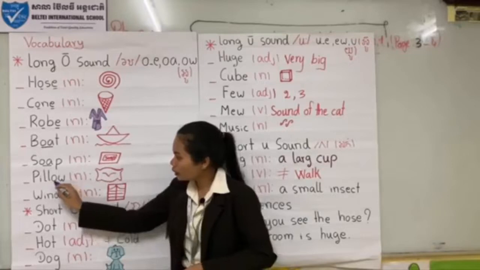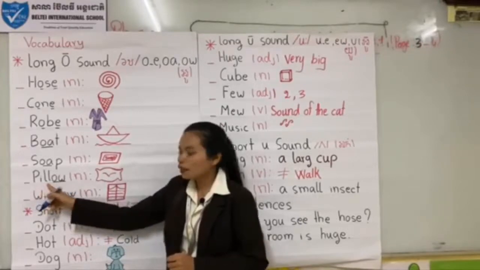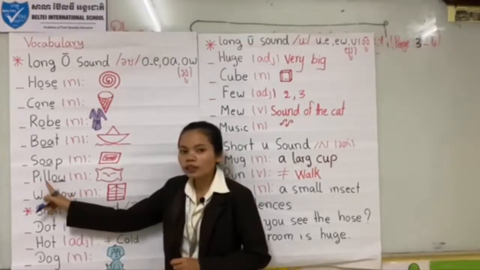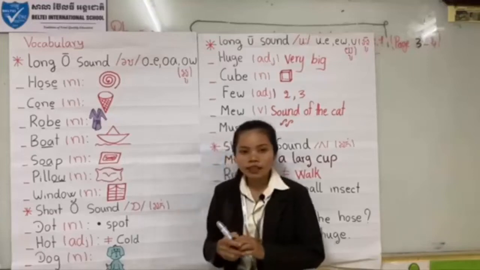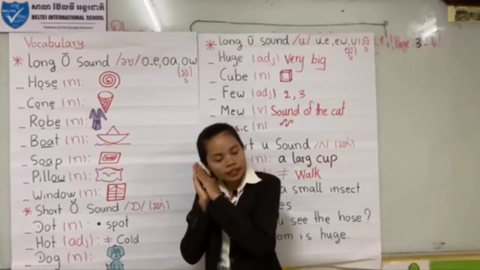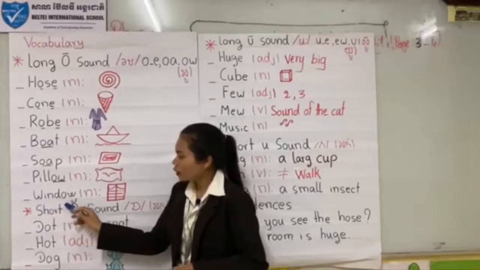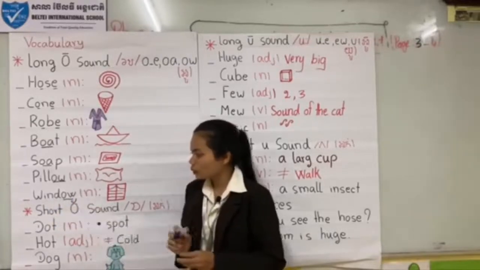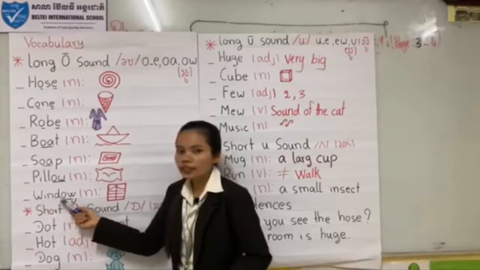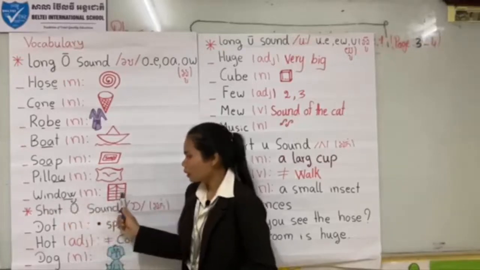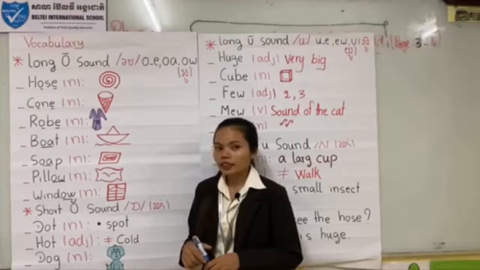Now let's look at this one. O-W at the end. P, I, L, L, O, W, pillow. Here, a pillow is something that you put your head on when you sleep. Next, window. Here you see one more time O-W. Sound O. Window. In your house you have a door, a window, right? In the school also there is a window.